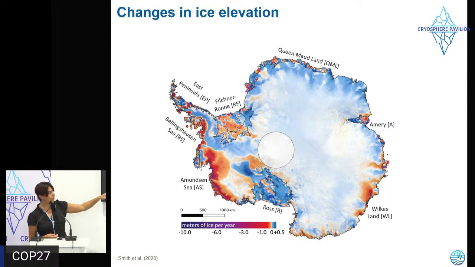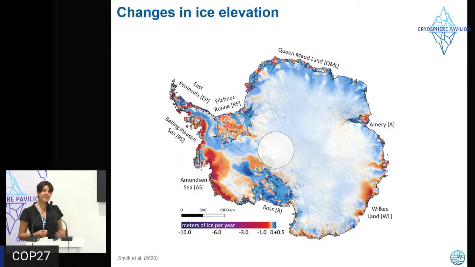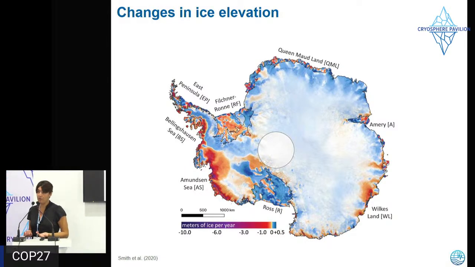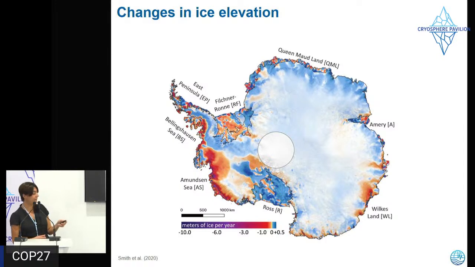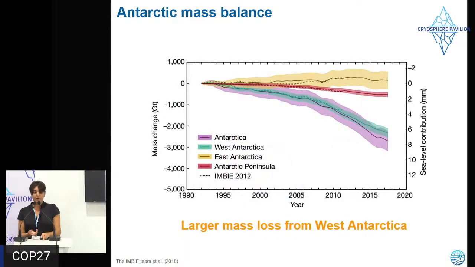Some of them are the marine-based sector of East Antarctica, which we'll be talking about this afternoon, actually. But you can see that West Antarctica is the main sector of Antarctica that is losing elevation right now because of this impact of ocean heat transport and ocean melting from below the ice shelves that are there. So that's quite striking.